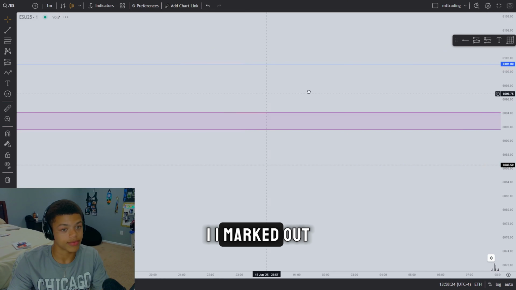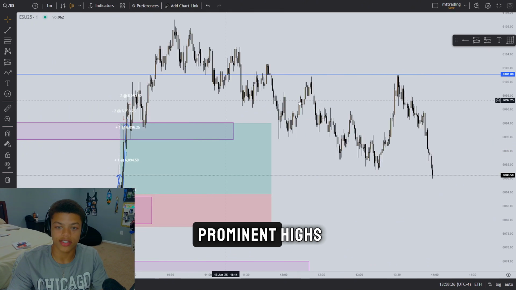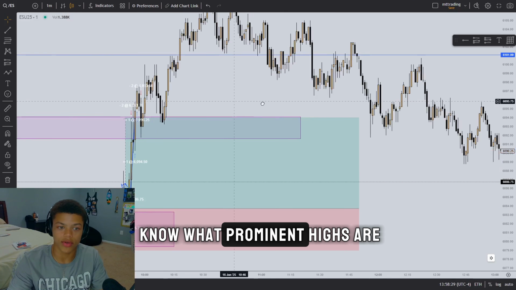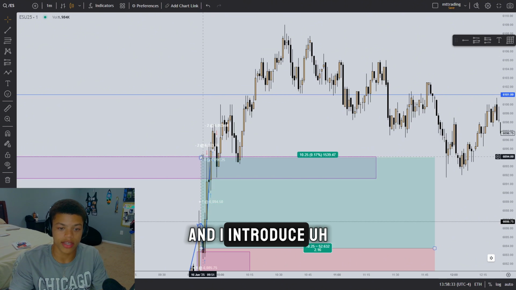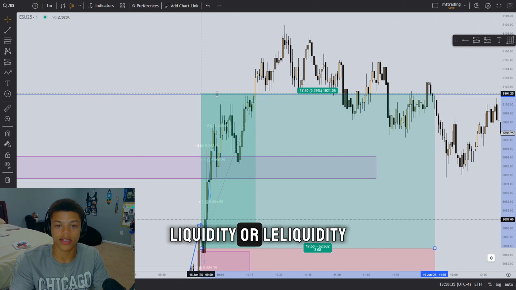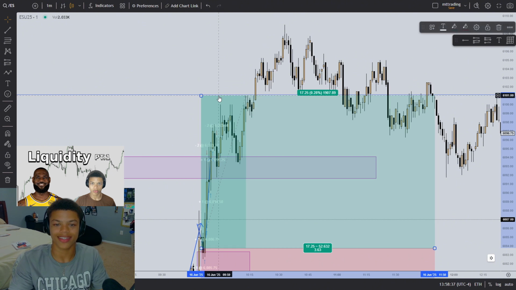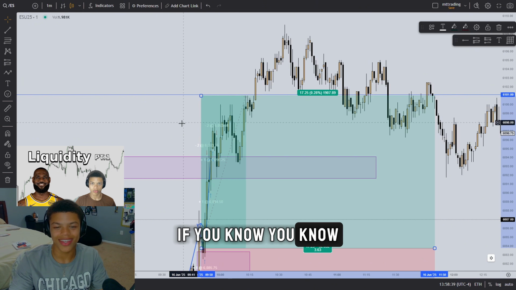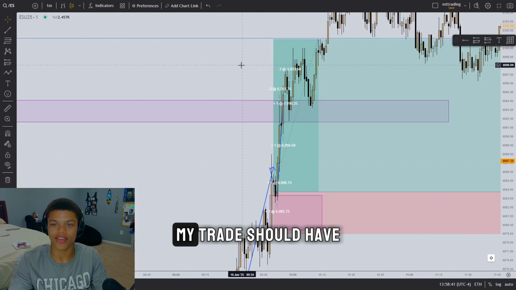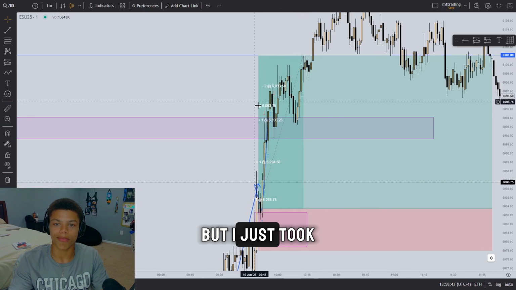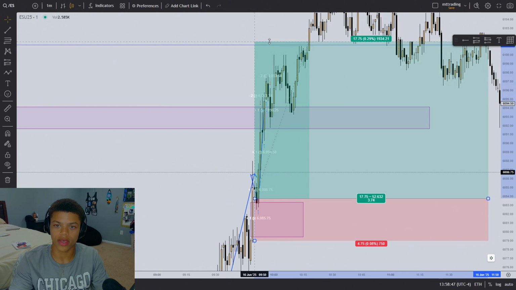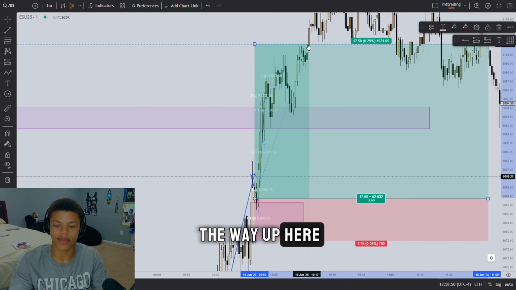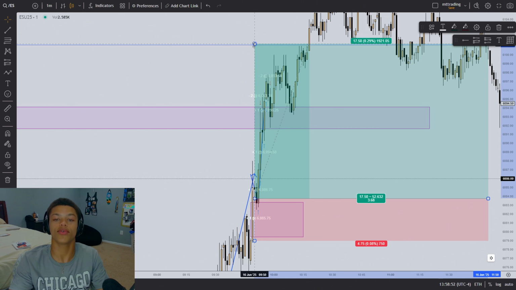I marked out these previous highs, or prominent highs. If you don't know what prominent highs are, you can check the course that I'm currently making, where I introduce liquidity. If you know, you know. My trade should have played out like this, but I just took my low-hanging fruit and took it to the inverse of this fair value gap. We could have taken it all the way up here, which would have been beautiful. But I still made $500 in a day.